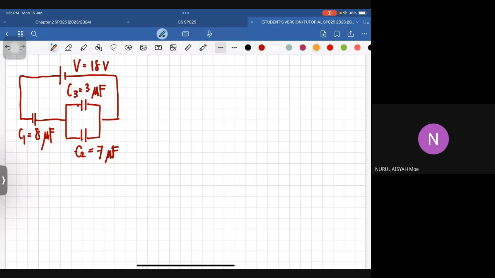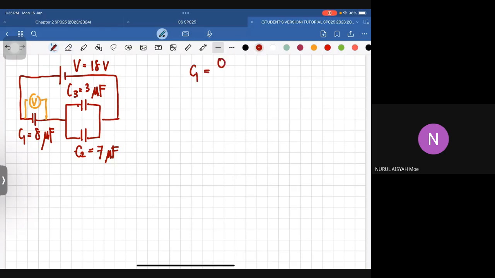Right, for this one, we have to calculate the potential difference across C1. To find the voltage across C1, we have to first simplify this circuit. Why do we want to simplify it? Because in order for us to calculate V1, we start from C1.